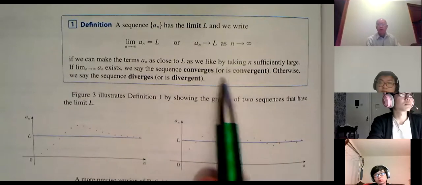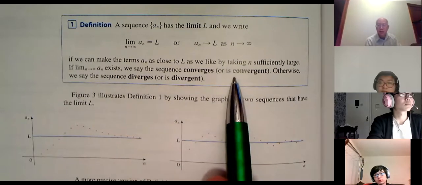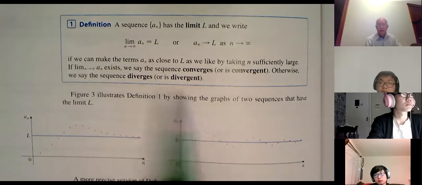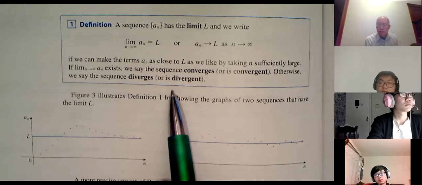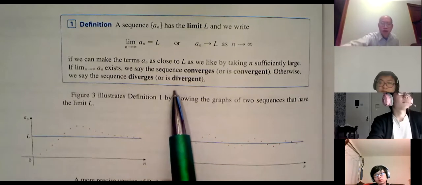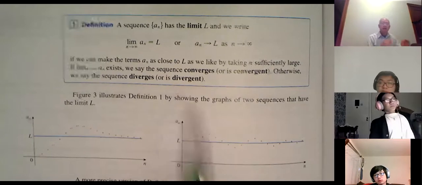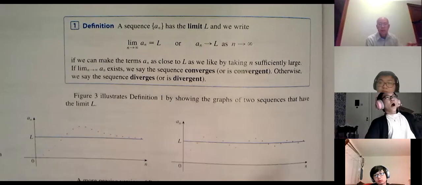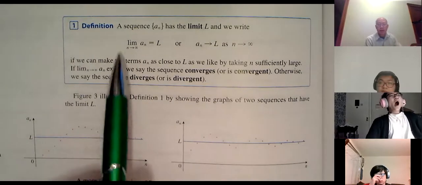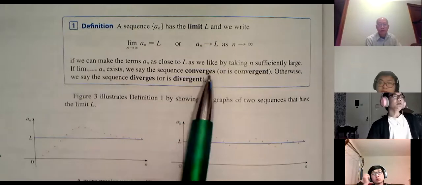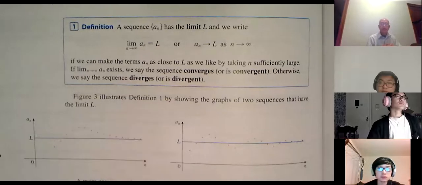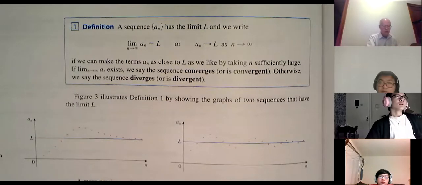I will abbreviate convergent with C, divergent with D. Now, diverges could mean goes to infinity or negative infinity, but it doesn't have to. It just means you don't approach any one number. So we take the limit as n approaches infinity quite often. If we get a real number, the sequence converges or is convergent. Otherwise, we say the sequence diverges or is divergent.